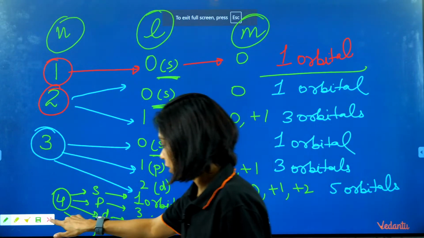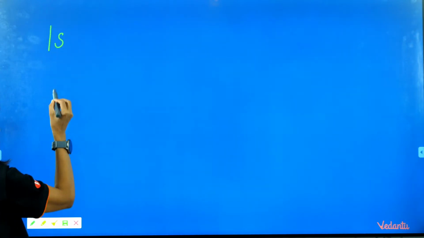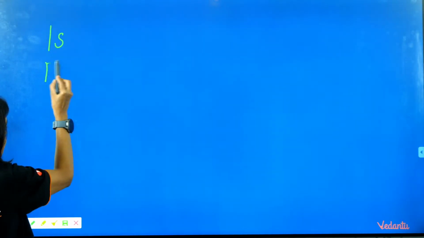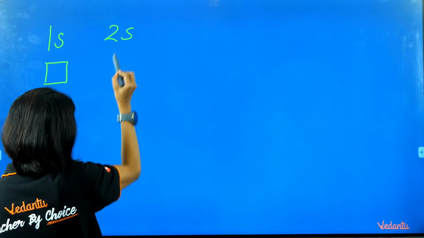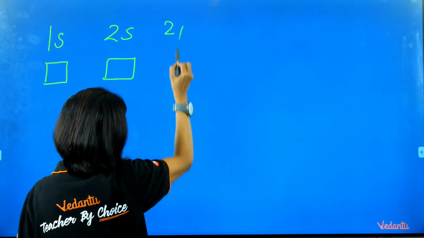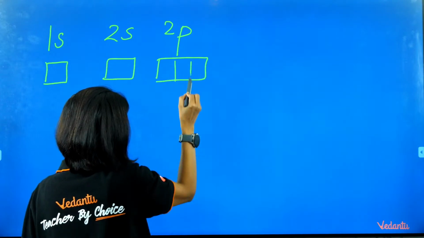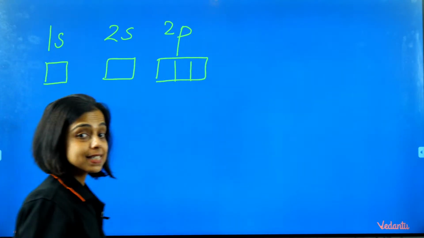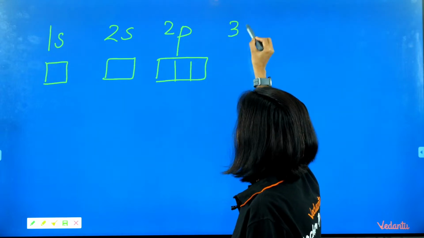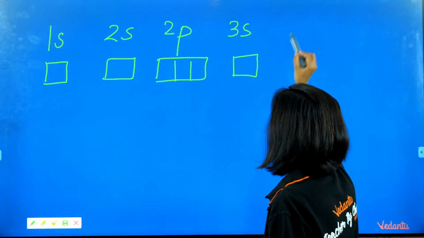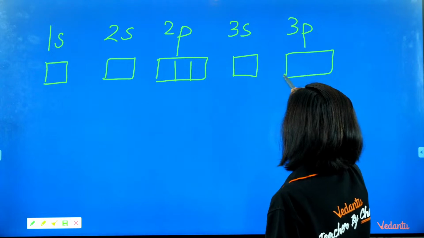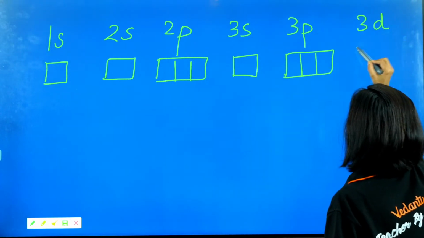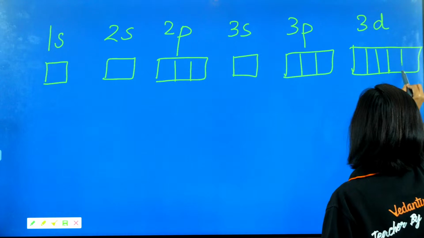So let me clear it once and for all, because this is the basic thing and you are supposed to know it if you want to write the electron count. 1s: the first shell has just one subshell, that is s, and it has one orbital. Second shell has 2s and 2p subshells also. 2s has one orbital, 2p has 3 orbitals. Now your third shell has 3s, one orbital, and the 3p subshell is also there, which has 3 orbitals. 3d is also there, which has 5 orbitals.